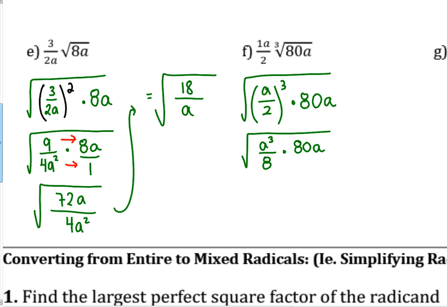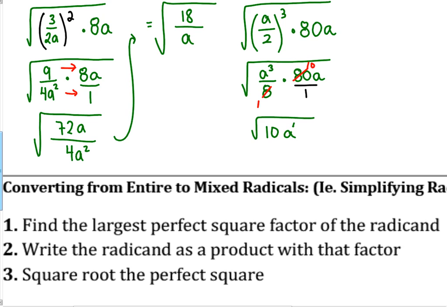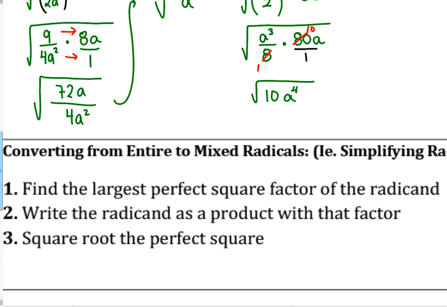Because 80 is the same thing as 80 over 1. And the 8 divided by 80 gives you a 10. It's just going to equal 10, right? So we can reduce that to 10 and 1 if you want. And a cubed times a to the what? 4. We add the exponents, right? When we're multiplying, there's 3 a's, and then add another a to that. You now have 4 a's.